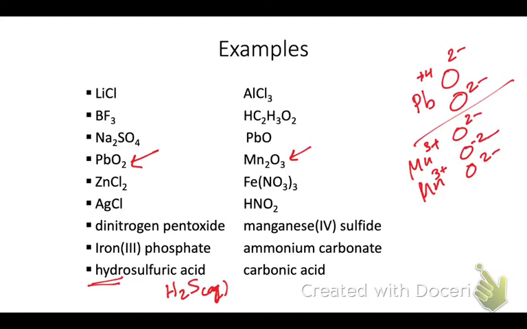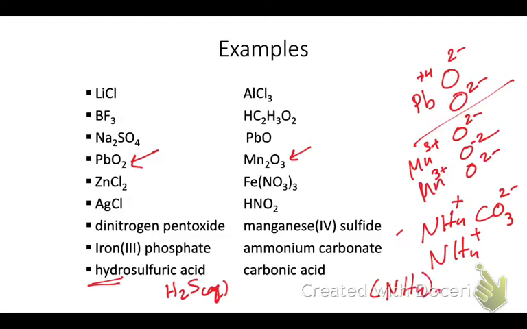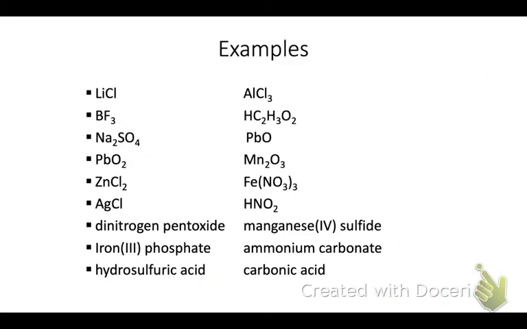Let's see, ammonium carbonate. Ammonium is a polyatomic cation that has a +1 charge. Carbonate is a polyatomic anion with -2. You will need 2 ammonium to balance that. So the formula of that will be NH4, 2 of those for every 1 carbonate. All right, so I hope you guys had good practice now and you are more comfortable naming compounds.